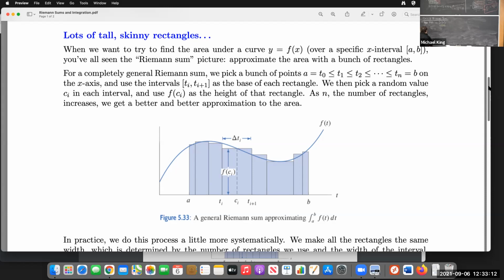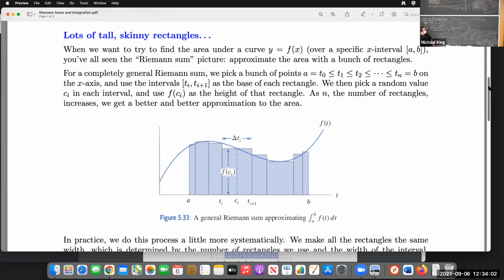And you pick all these points in between A and B, these t sub 0, t sub 1. So we tend to call A t sub 0. So pick t sub 0, t sub 1, t sub 2, all the way up through t sub n, which is B. So we're basically breaking the interval up into n pieces, i.e. break the interval into n pieces, not necessarily the same width. We'll talk about the more systematic way where we make them all the same width.